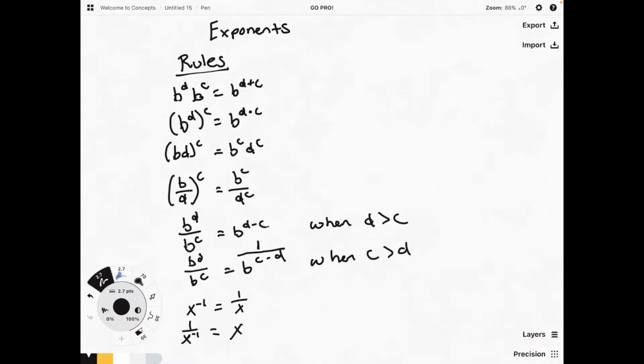Hello, today we are going to be talking about exponents. So what is an exponent? An exponent refers to how many times a number is multiplied by itself.